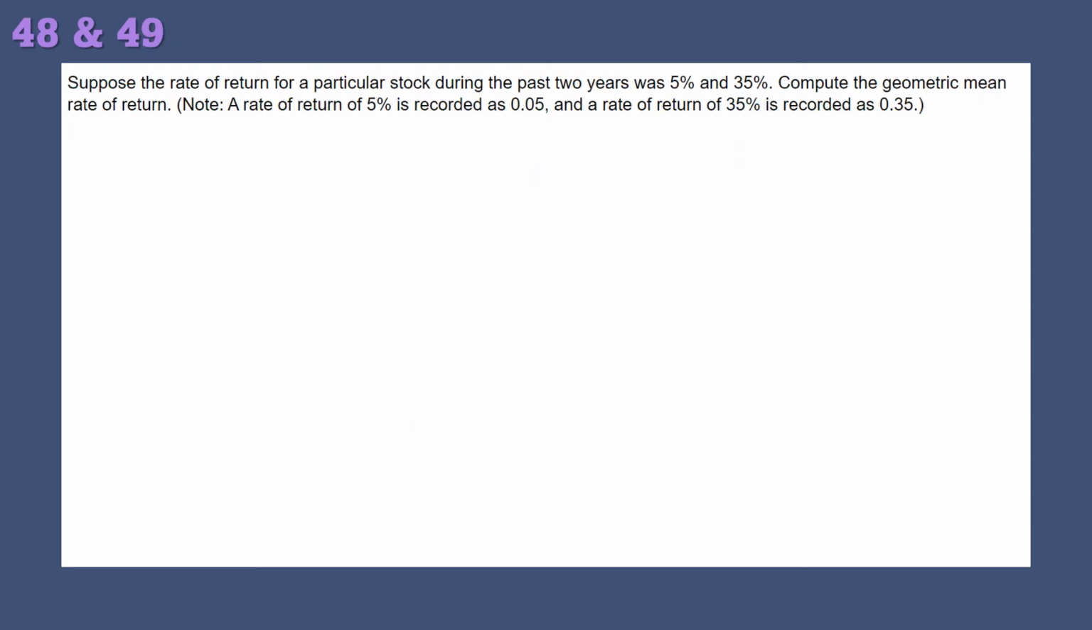Suppose the rate of return for a particular stock during the past 2 years was 5% and 35%. Compute the geometric mean rate of return. Okay, so a couple things here. One, write the 5% rate of return as 0.05 and 35% as 0.35. If we just calculated the geometric mean, we could do that with Excel. We could say equals GEOMEAN and put those in parentheses, and it would calculate the answer.